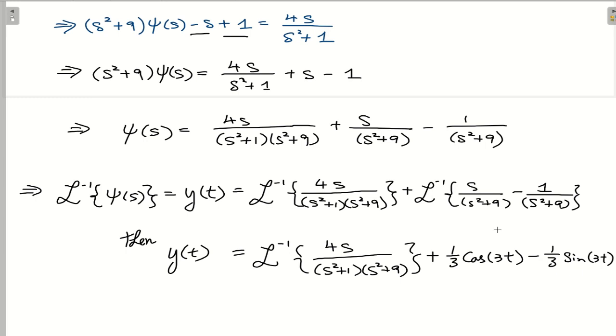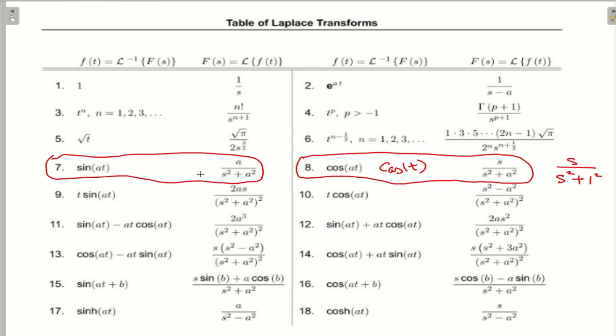And from the Laplace transform table, we can get this: the inverse Laplace of s over s squared plus 9 is equal to cosine 3t, and the inverse Laplace of 1 over s squared plus 9 is equal to 1/3 of sine 3t. From this table here, we can get the inverse Laplace of sine and the inverse Laplace of cosine.